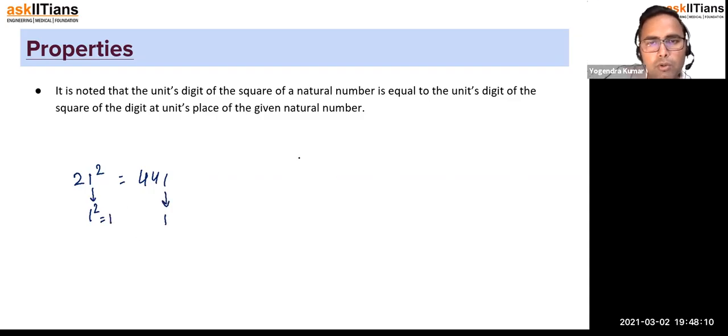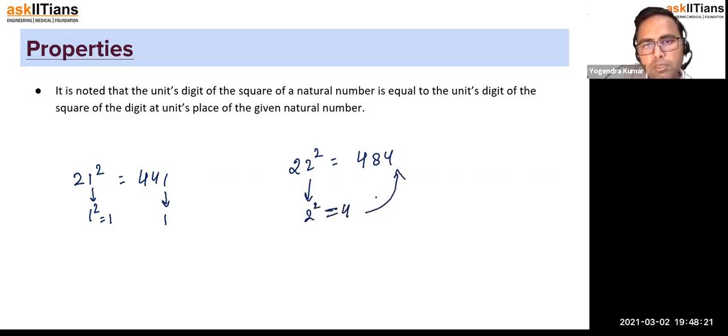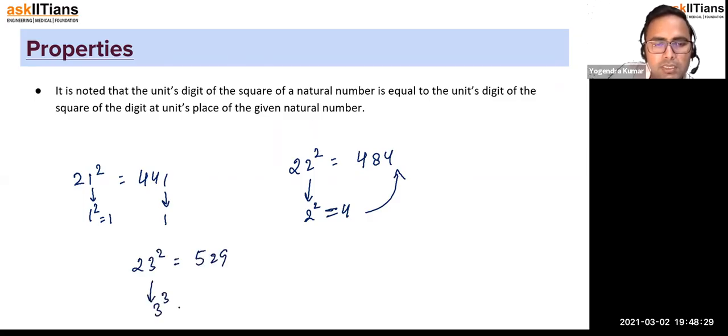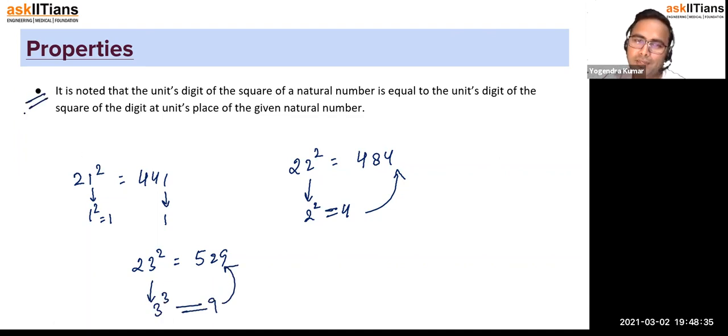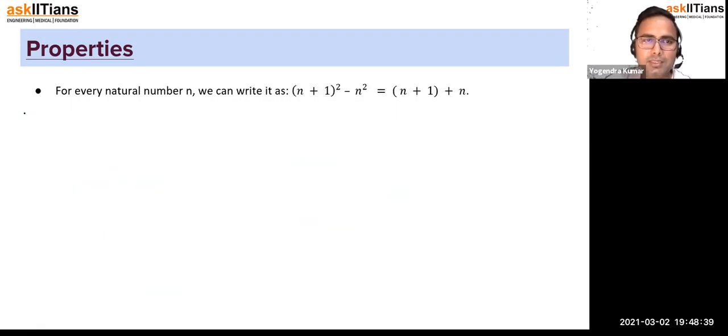1 only. Now, 22 square, which is 484. What is the unit place here? 2 square, which is 4. This is the same thing here. Now, 23 square, which is 529. What is the unit place digit? 3 square, which is 9. And that is the same here. That is what this property is saying, right? I hope you understand this. Can we move on to the next property, guys?